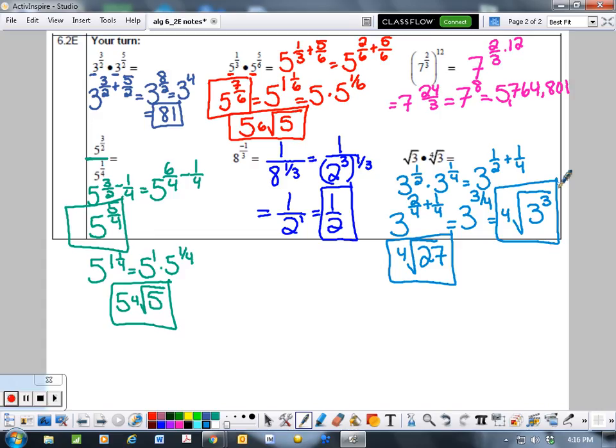Okay, so that's what we're going to be working on. And I'm hoping to spend maybe 2 days on this, so that way you get lots and lots of practice with it.